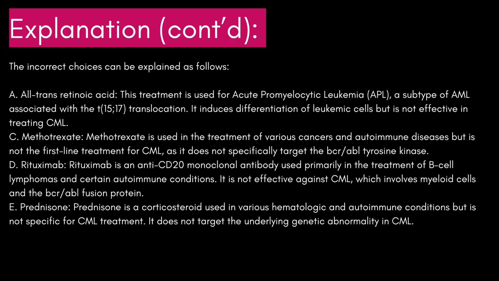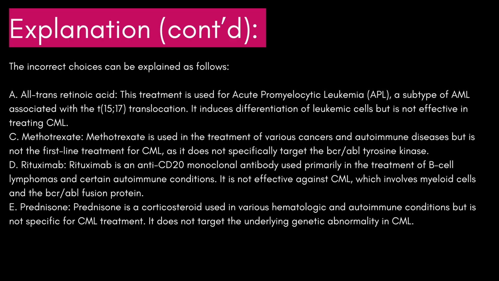Methotrexate is used in the treatment of various cancers and autoimmune diseases, but is not the first-line treatment for CML as it does not specifically target the BCR-ABL tyrosine kinase. D. Rituximab. Rituximab is an anti-CD20 monoclonal antibody used primarily in the treatment of B-cell lymphomas and certain autoimmune conditions. It is not effective against CML, which involves myeloid cells and the BCR-ABL fusion protein. E. Prednisone. Prednisone is a corticosteroid used in various hematologic and autoimmune conditions, but is not specific for CML treatment. It does not target the underlying genetic abnormality in CML.